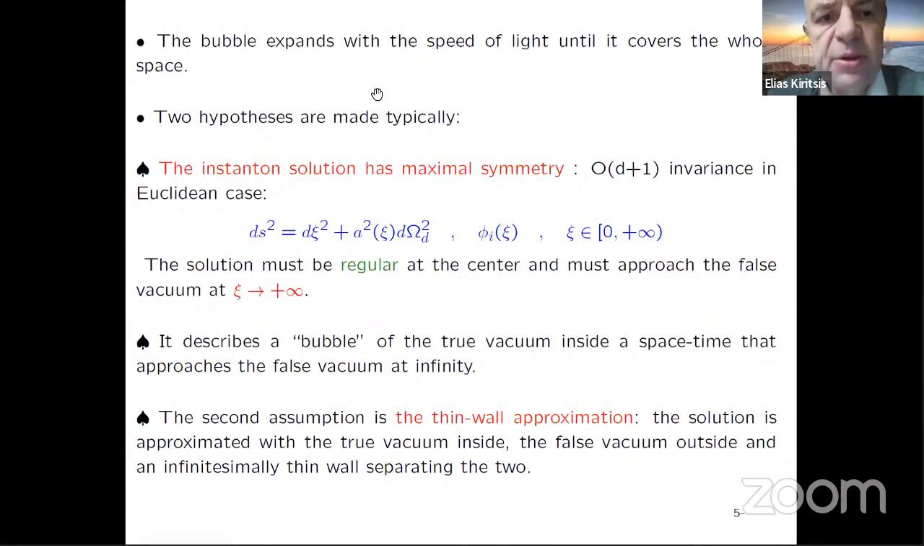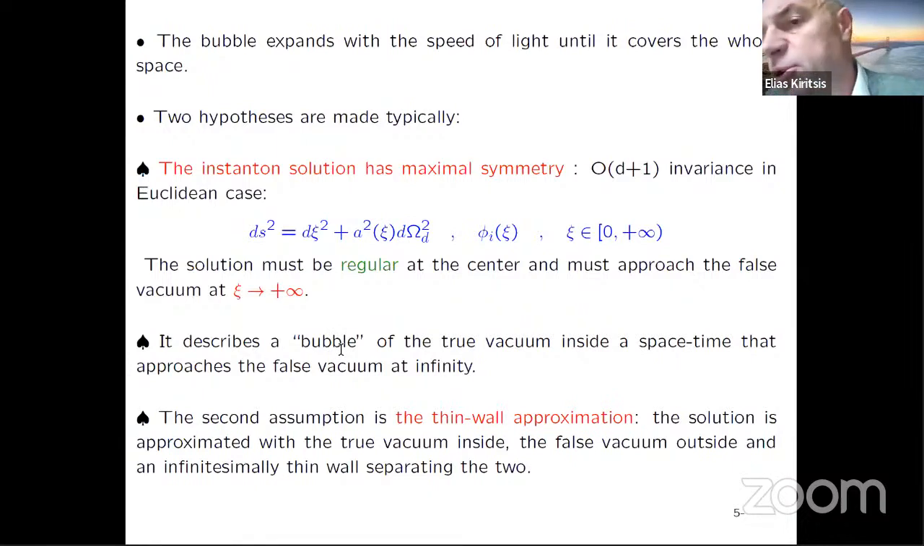And typically, one makes two hypotheses. The first is that the instanton solution has maximal symmetry, and if the gravitational theory has d plus 1 dimensions, maximal symmetry means O(d+1) invariance in the Euclidean case, which is translated into an ansatz for the metric which has some radial direction psi and slices that are d-dimensional spheres with some scale factor that depends only on psi, and the various scalar fields can depend only on psi, and psi being a radial coordinate goes from 0 to plus infinity. Moreover, this solution must be regular at the center and must approach the false vacuum as psi goes to plus infinity. Now, it can be proven rigorously that the dominant solution has this symmetry in the absence of gravity, but no proof exists so far in the presence of gravity. So this solution describes a bubble where inside you have the true vacuum and outside you have the false vacuum that goes off to infinity.